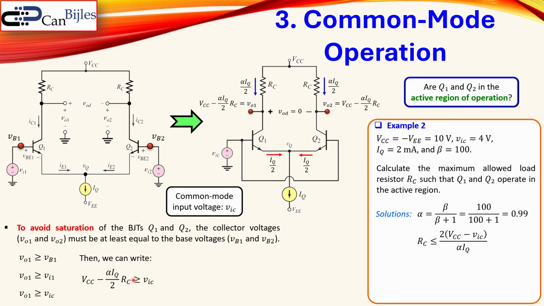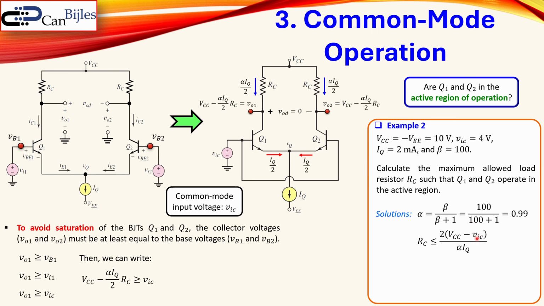So what you do is you take the second part here on the left side to the right side. You place the VIC to the left side, and then you multiply by 2. And then you divide by alpha and IQ. That's actually the 3 or 4 steps all together, and actually what you see here.